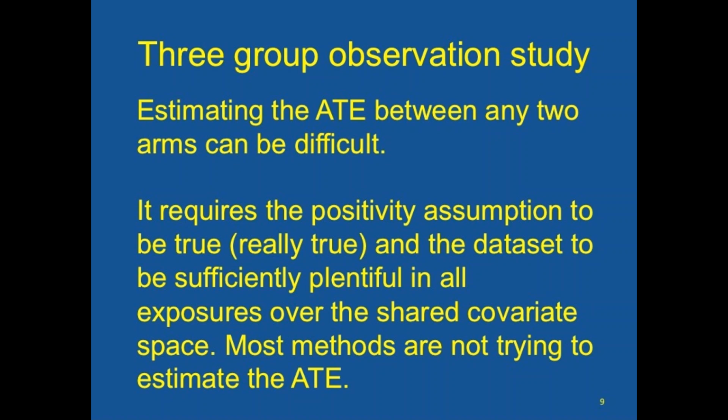And the data set needs to be sufficiently plentiful in all exposures. So even if in theory that positivity assumption is true, it needs to be true in fact of the data as well. There have to be real people really spanning that shared covariate space. Now, many of the methods that we look at are not trying to estimate the ATE, though some are, and thinking about when they are and when they aren't is important to thinking about how to extend these things to 3 groups.